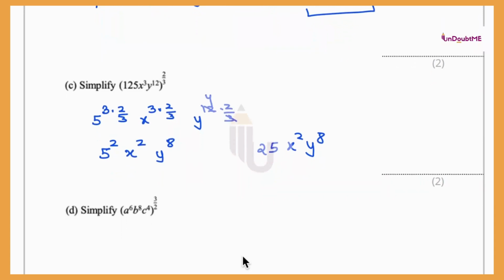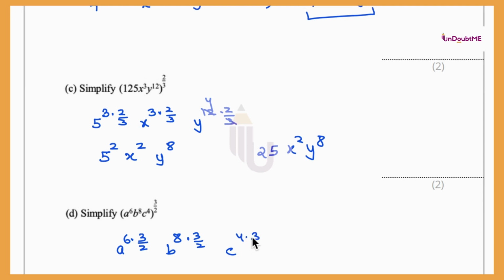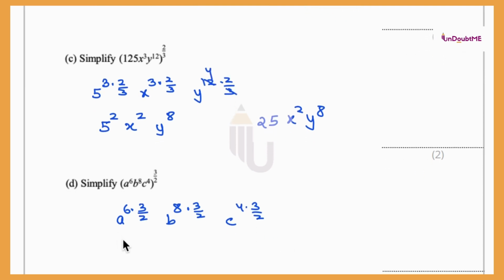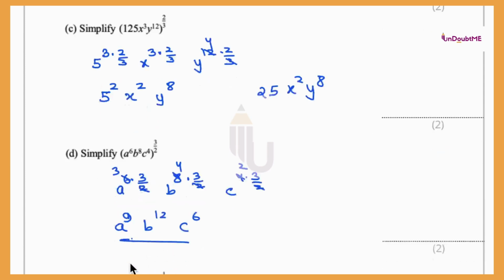Then comes the next question. Here we will directly write a to the power 6 to the power 3 by 2, b to the power 8 to the power 3 by 2, and then c to the power 4 to the power 3 by 2. Then we have to just simplify the powers. That will give a to the power 9, b to the power 12, and c to the power 6.